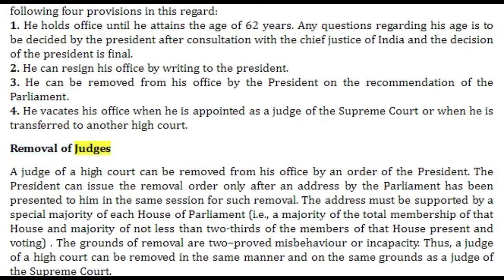Removal of judges. A judge of a high court can be removed from his office by an order of the President. The President can issue the removal order only after an address by the Parliament has been presented to him in the same session for such removal. The address must be supported by a special majority of each House of Parliament, i.e., a majority of the total membership of that House and a majority of not less than 2/3 of the members of that House present and voting. The grounds of removal are proved misbehavior or incapacity. Thus, a judge of a high court can be removed in the same manner and on the same grounds as a judge of the Supreme Court.